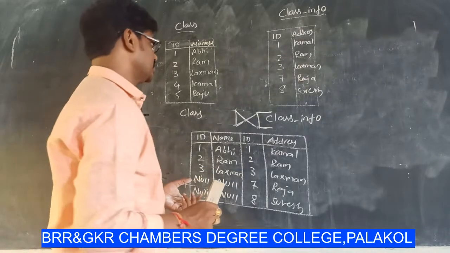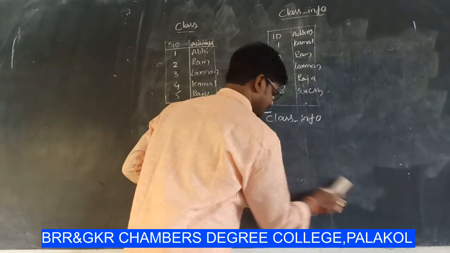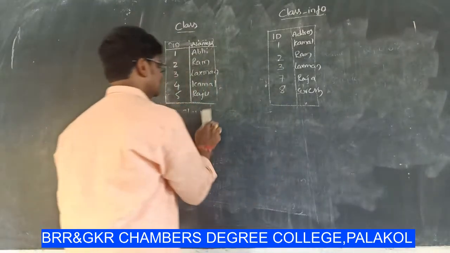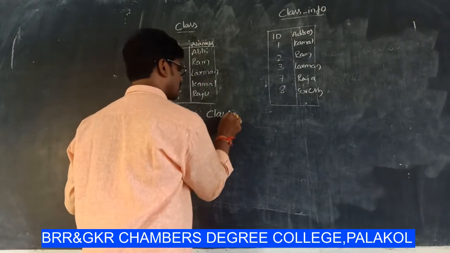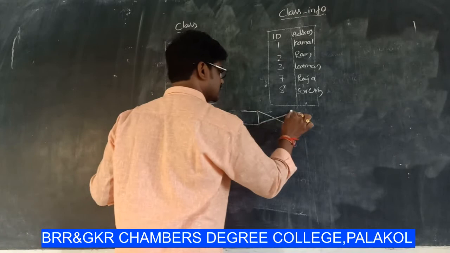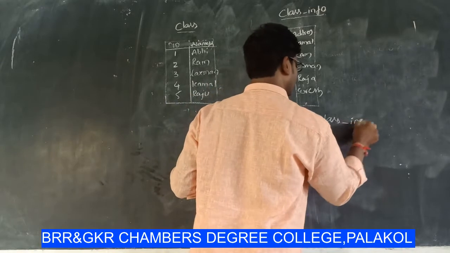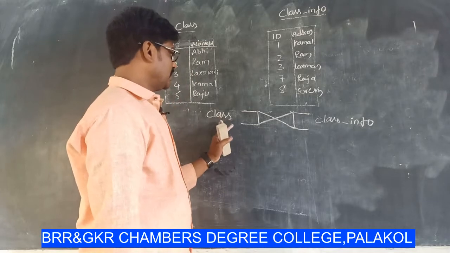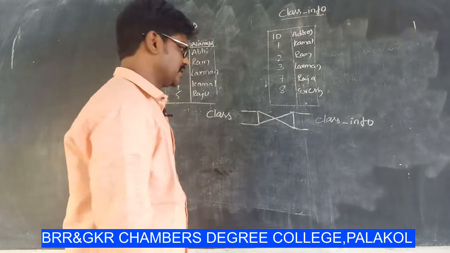Next one, full outer join. So what is full outer join? From this example, class and class info, I am applying full outer join. This is the symbol for the full outer join on class and class info. We have to apply the full outer join.